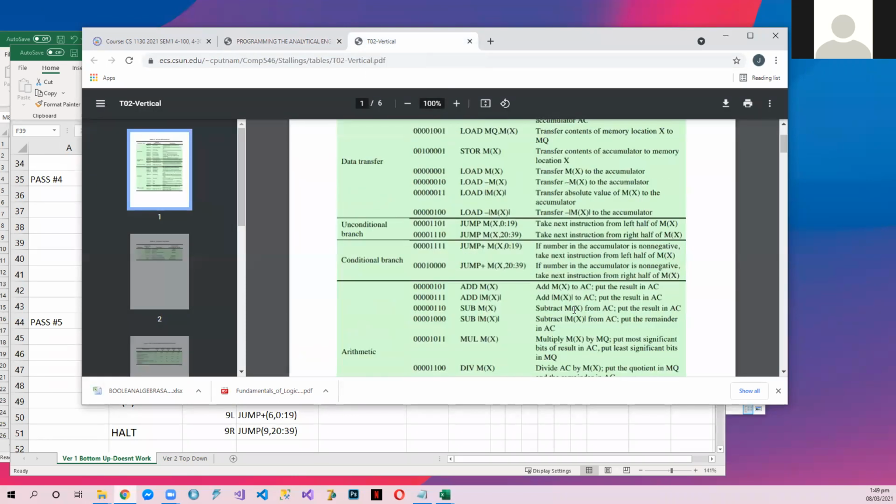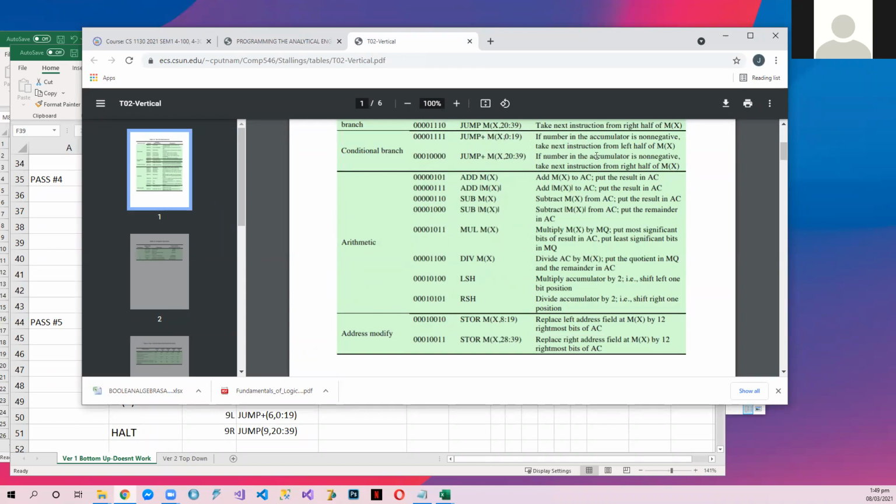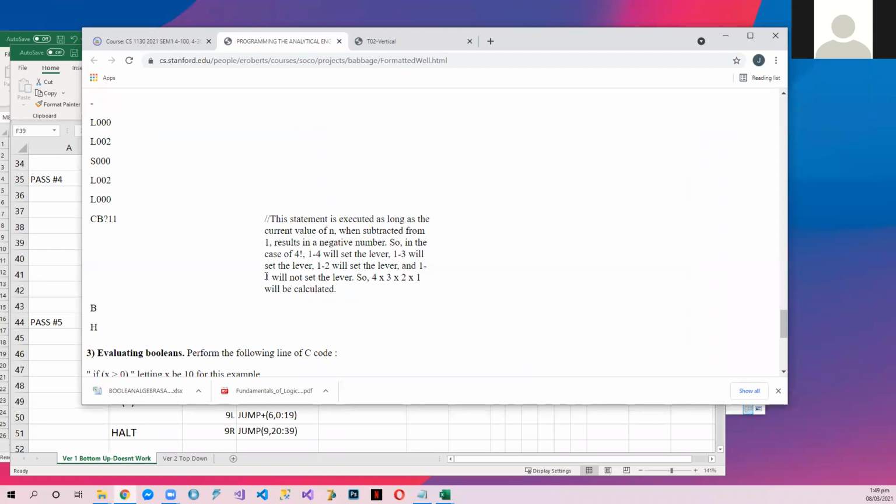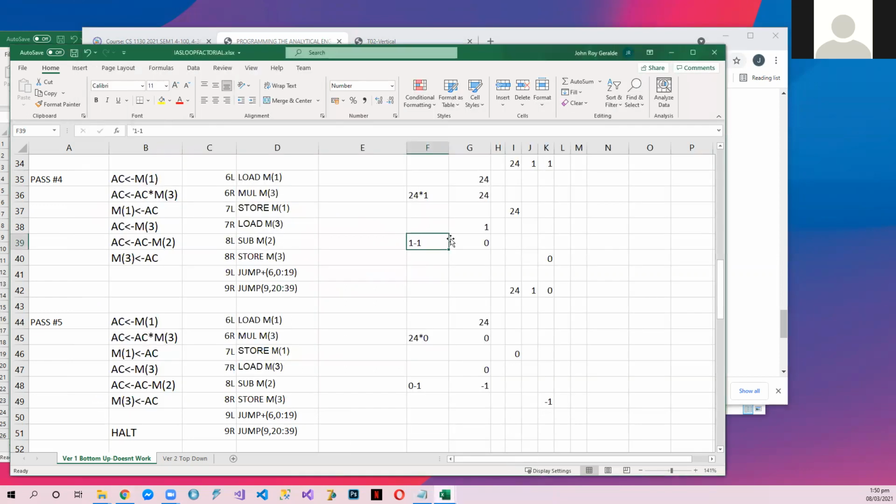However, jump plus will only jump if the value of the accumulator is non-negative. Do you follow? Non-negative. So there's a difference in 1 minus 1. 1 minus 1 will not set the lever, which means it will not jump anymore for the analytical engine. However, in this example, when we have 1 minus 1, it's a 0. If this were the analytical engine, this will just proceed to the next instruction, which is a halt. We'll just remove this. So this will not jump plus. This will go to a halt.